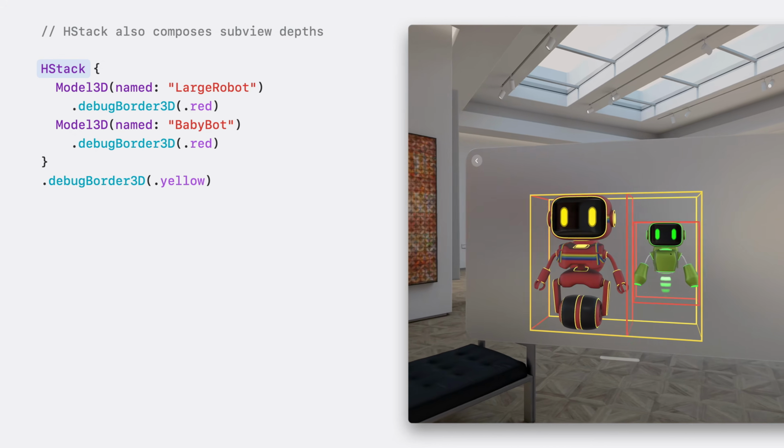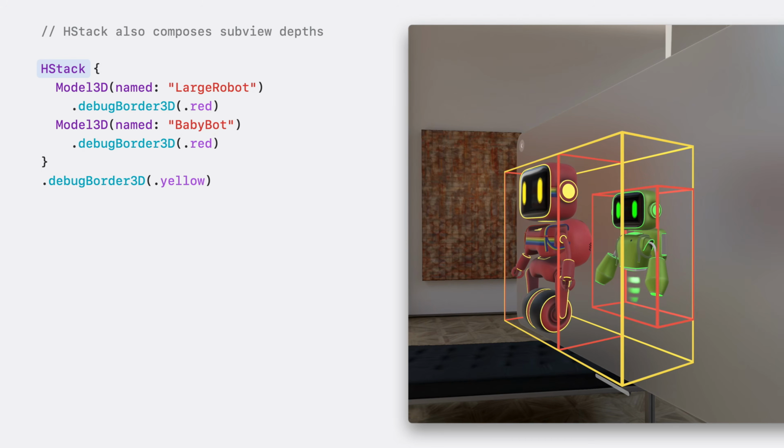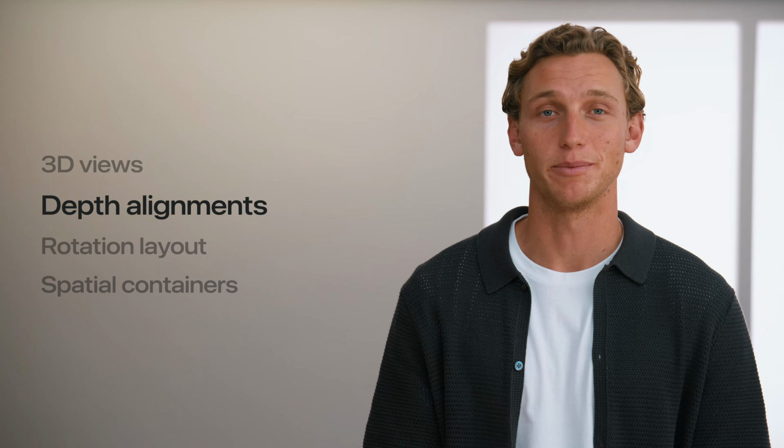Existing layout types and stacks are actually 3D on visionOS and will apply some sensible default behaviors for depth. In this example, the HStack will carry through a depth proposal from its parent and establish its own depth to tightly fit the two models inside it. The HStack also lines up the backs of these two robots by default. We call this concept depth alignment.